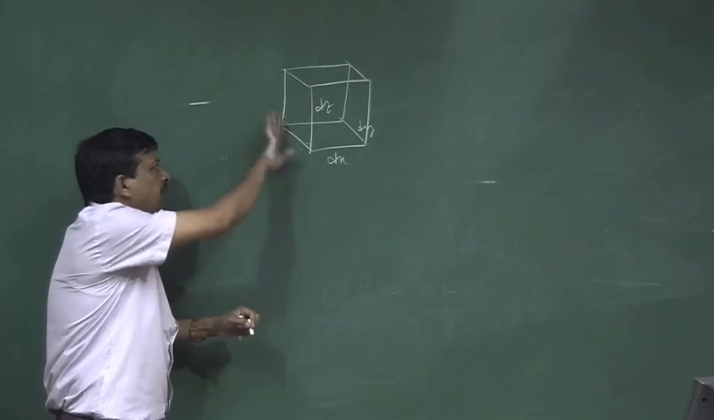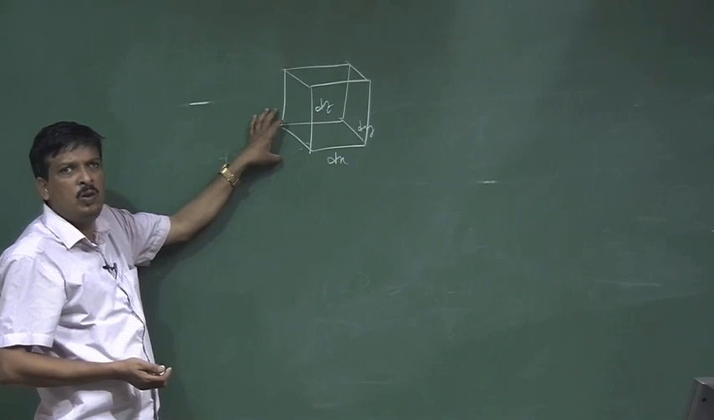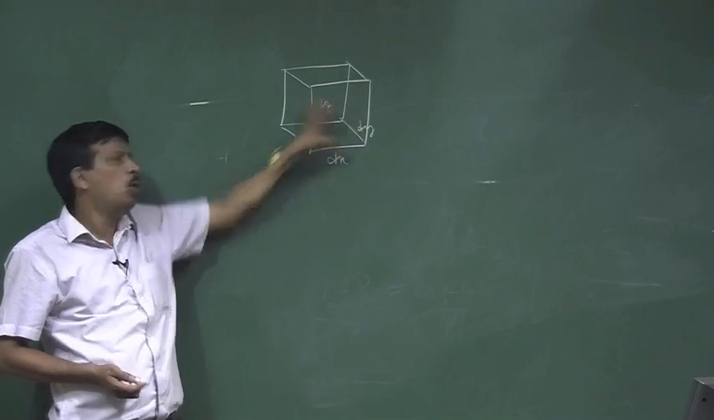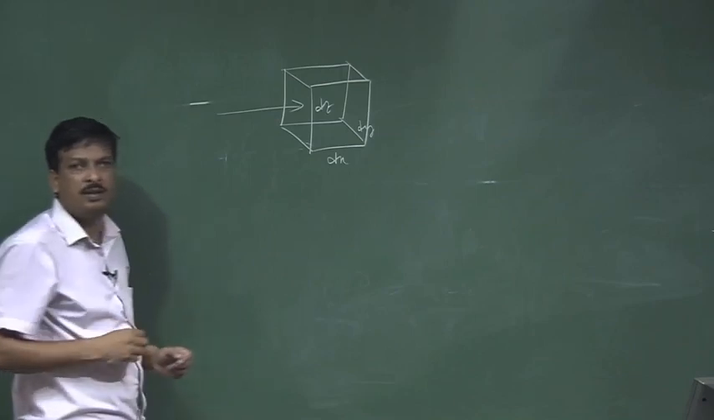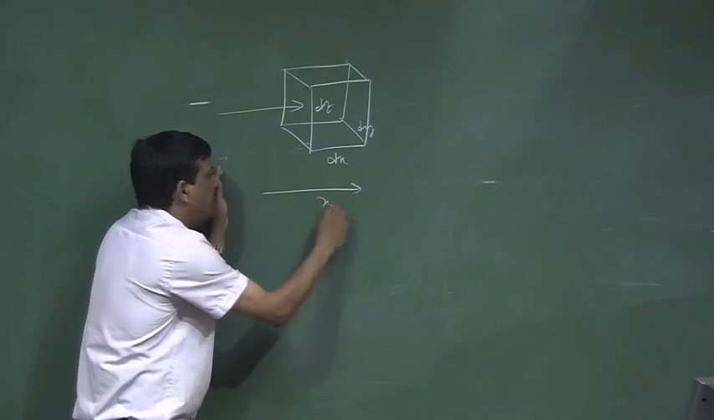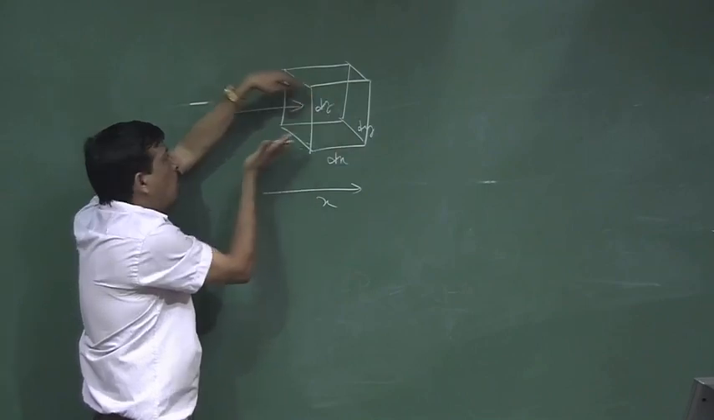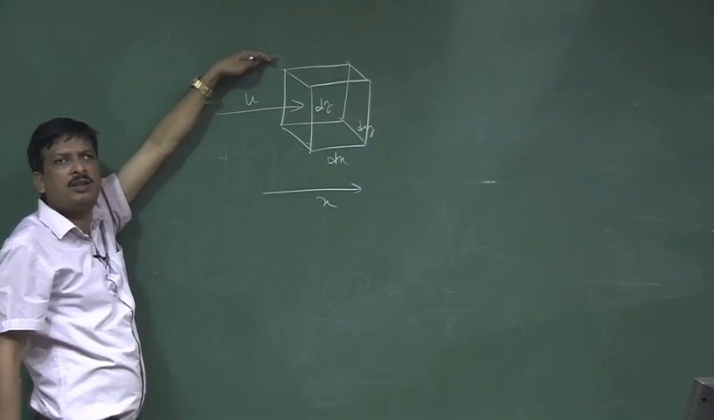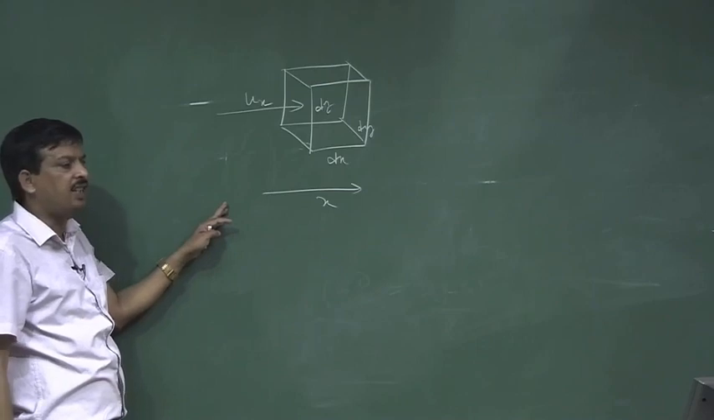If it is condensed, what will happen? What do you mean by condensed? Some particles will enter the volume. How do they enter the volume? Because of the particle velocity. If the wave is propagated in the x direction, some particles will enter into the volume, and who caused them to enter? Particle velocity. So the particle velocity in the x direction is u x.